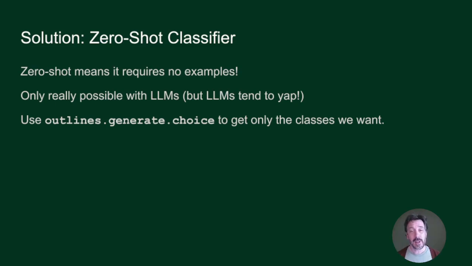Of course, one of the problems with LLMs is they yap a lot. We just want the names of the departments. We don't want to have extra work created for ourselves. To help us solve this, we're going to use outlines and structured generation. We're going to make use of a very, very simple outlines tool, which is generate.choice, which allows us to constrain the output of the model to a specific number of choices that we have defined.